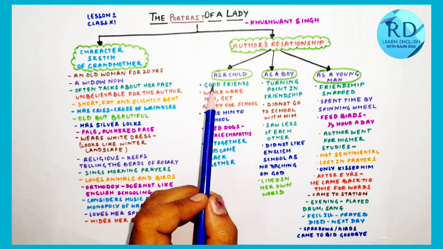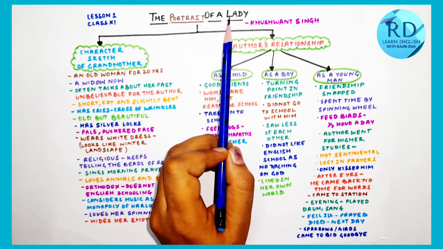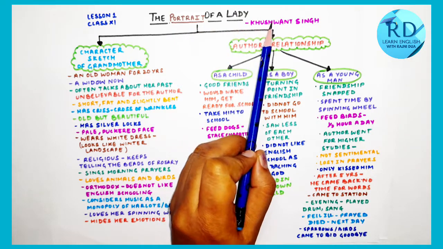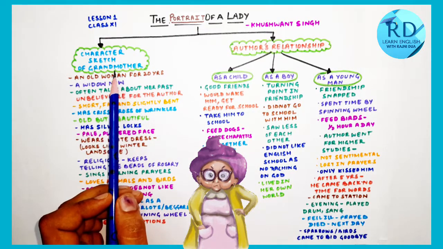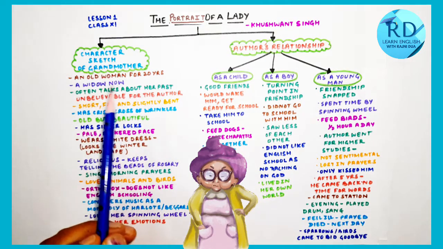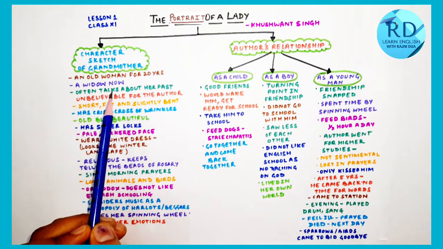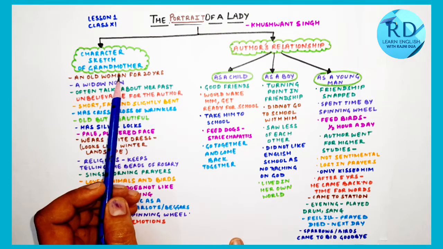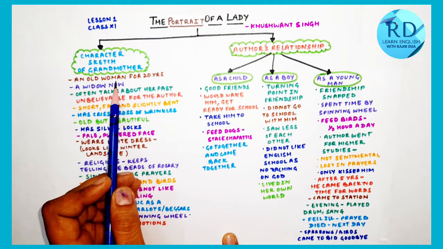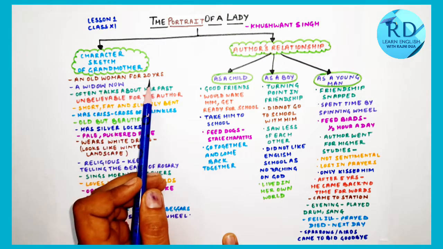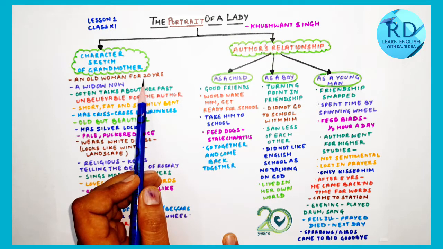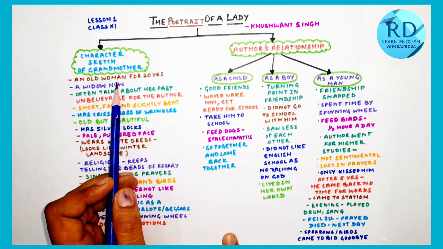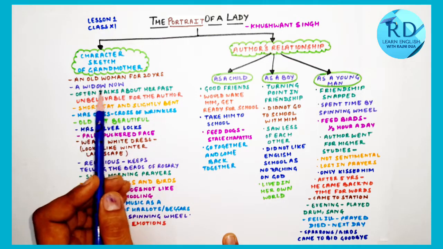Let's start the lesson. This lesson is a portrait of a lady. This lady is Khushwant Singh's grandmother. So here he gives us a character sketch or a pen picture, a portrait of his grandmother. He has seen his grandmother as an old woman and she remains the same for the past 20 years. There is no change in her. She is terribly old as per the author. She is a widow now.